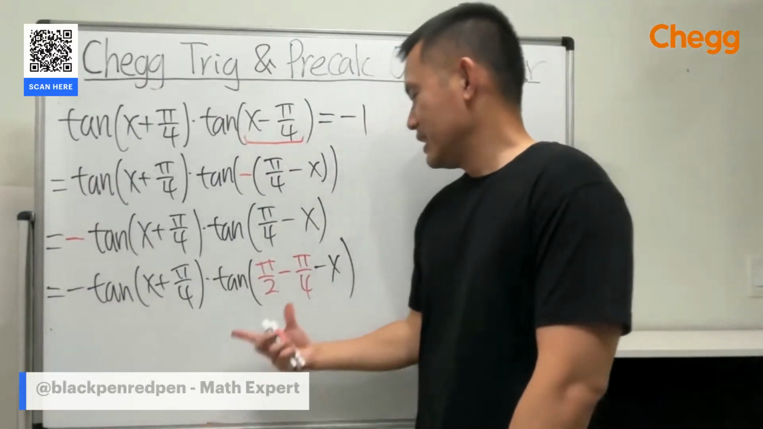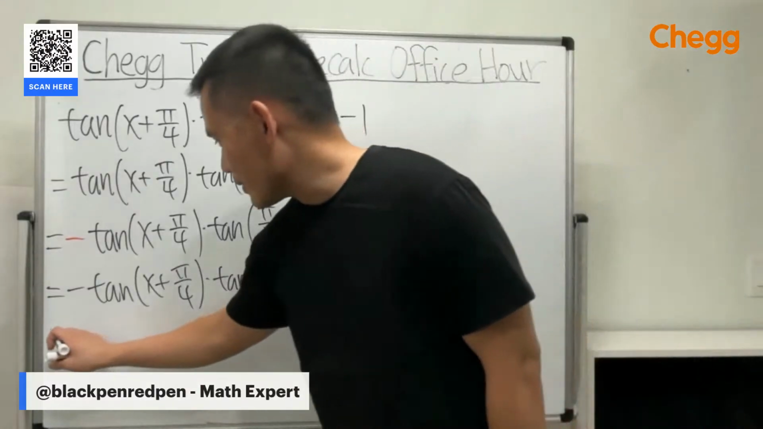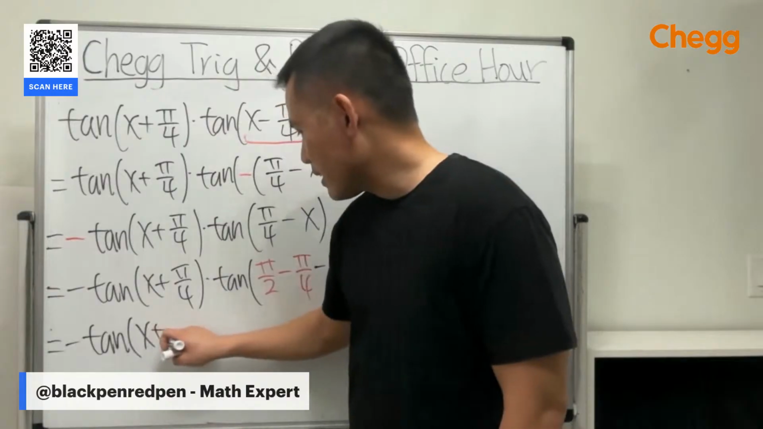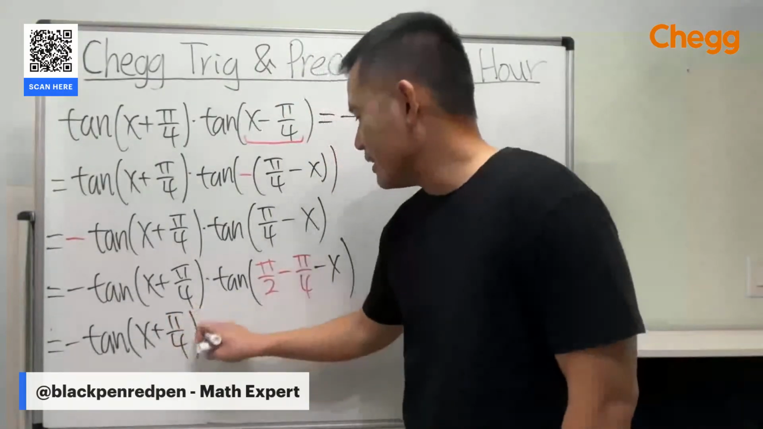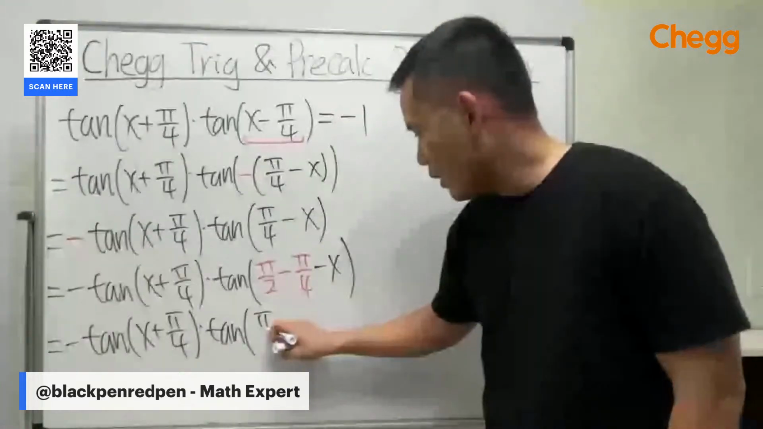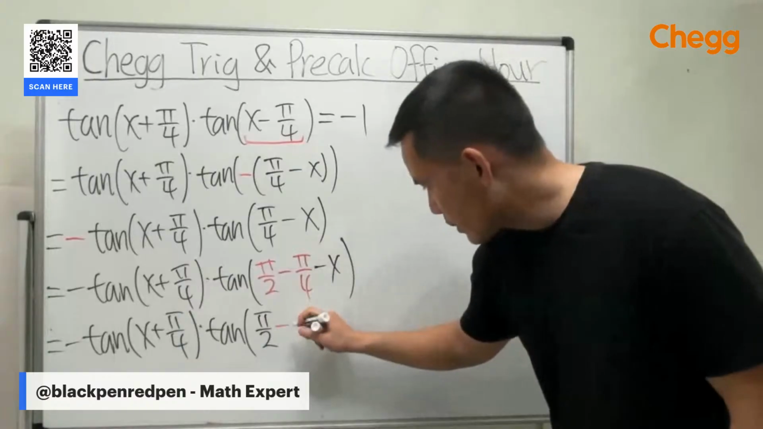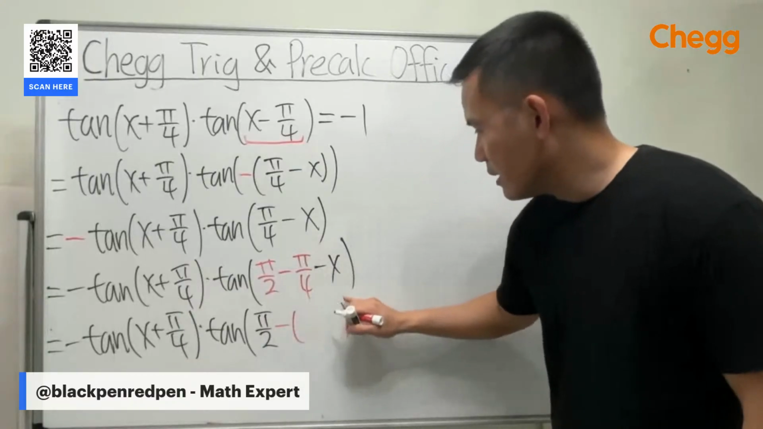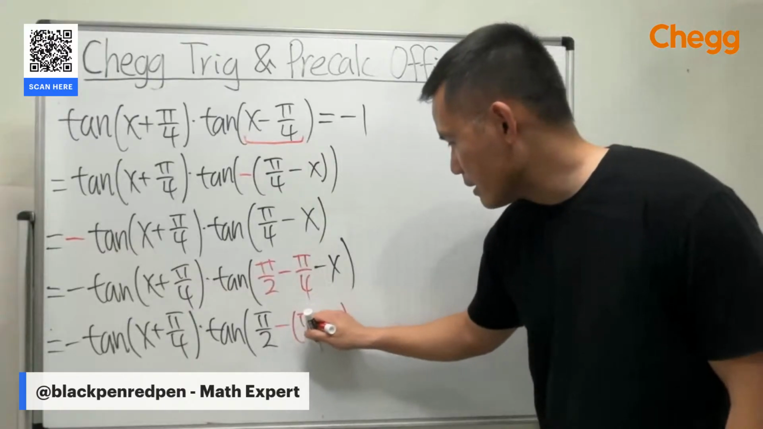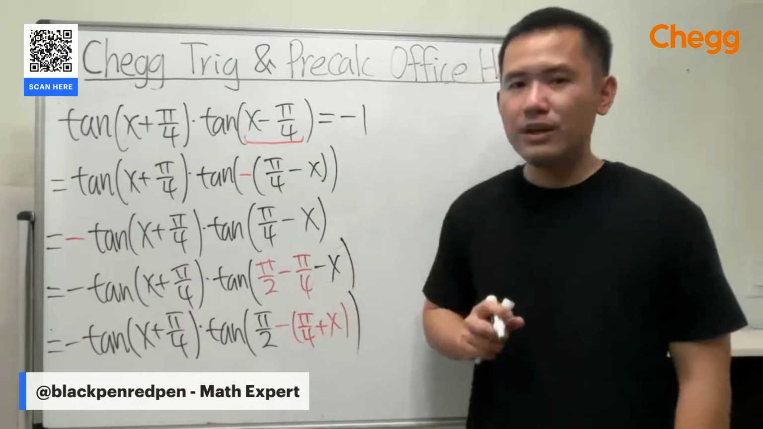Now, if you look at this part right here, we can factor out a negative. So this right here is negative tangent of x plus pi over 4 times tangent. I will keep the pi over 2 and factor out a negative, and this will give us both of them being positive when we put them on the inside. So that becomes pi over 4 plus x. Do you guys see it?